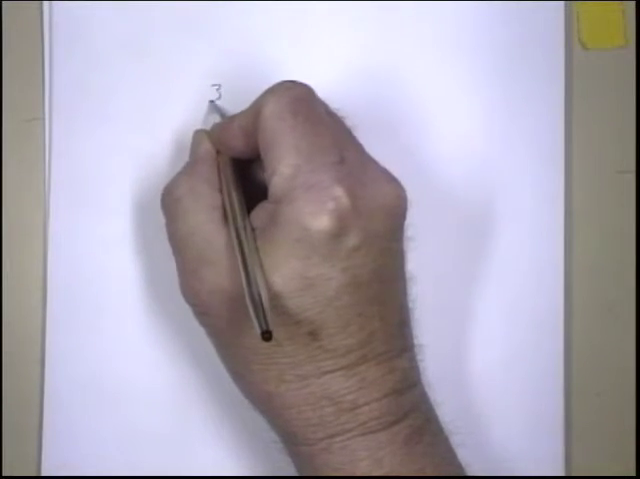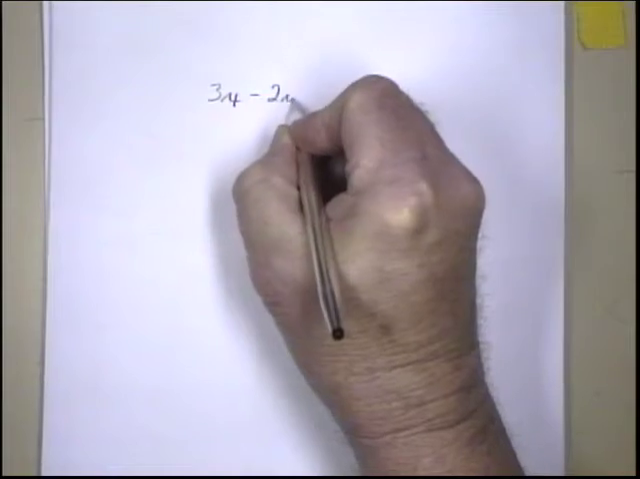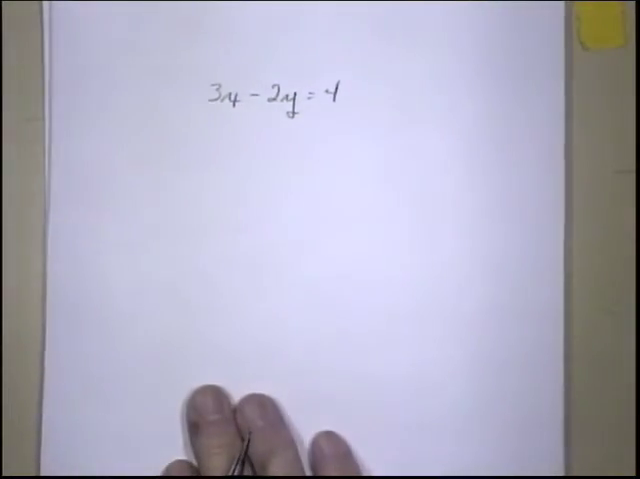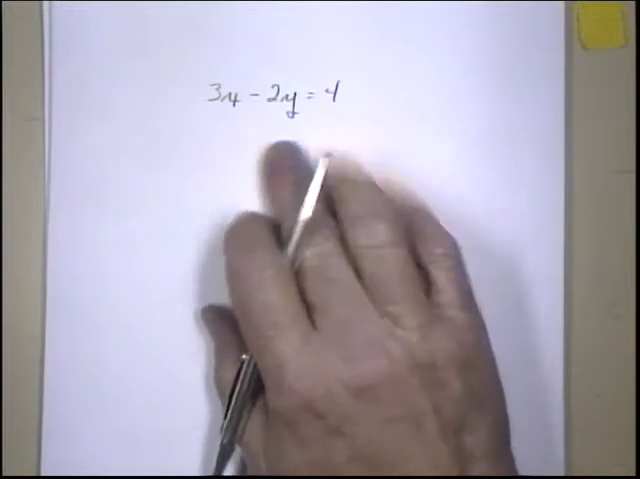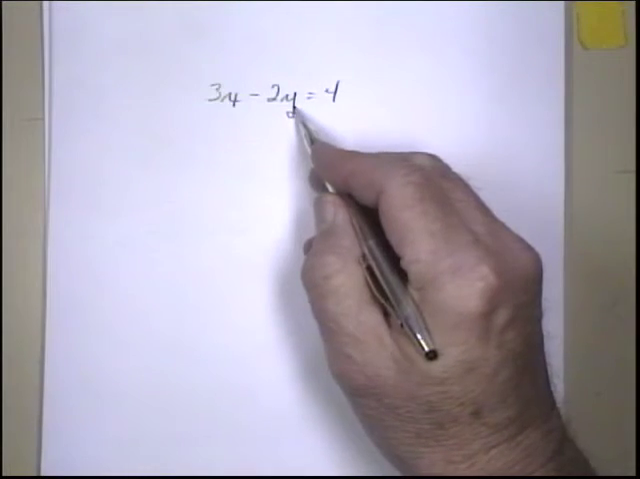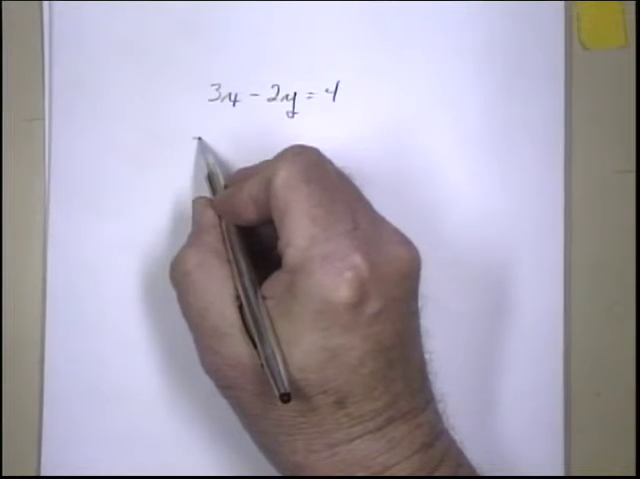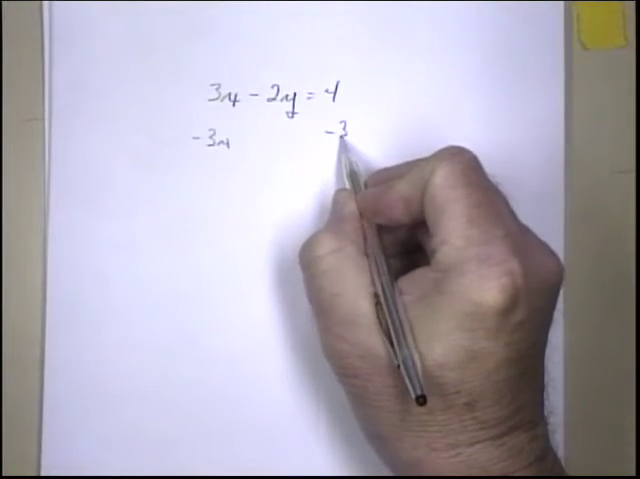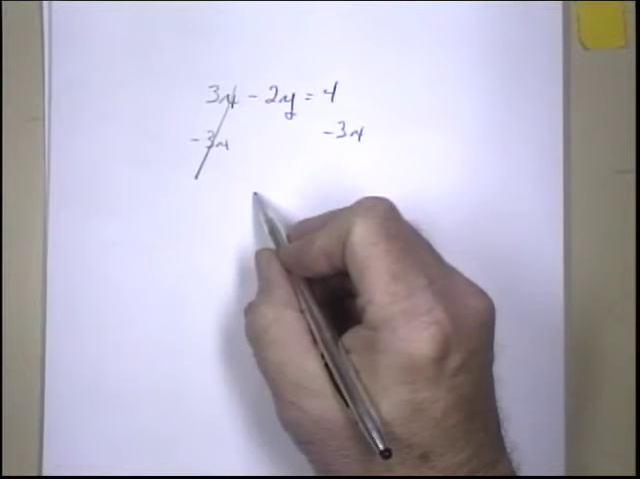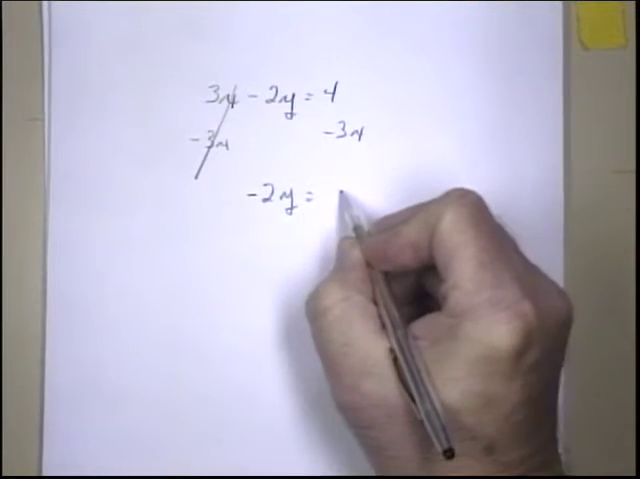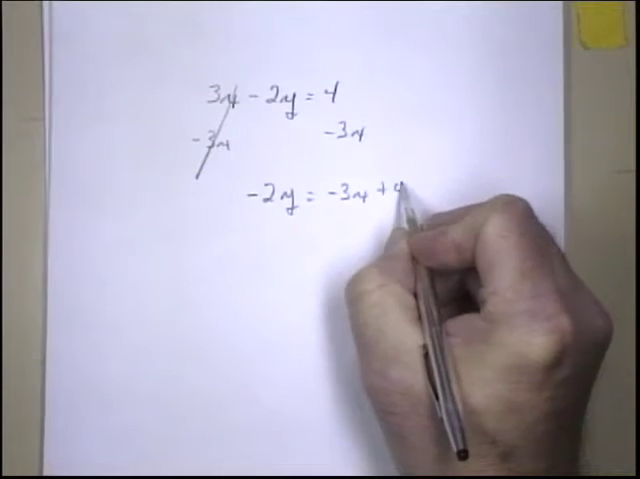Last lesson, we worked a problem where we started with an equation that looked like this. It was 3x minus 2y equals 4. And we put this into a form where we solved it for y. And we did that by subtracting 3x here and subtracting 3x here. This became 0. And we ended up with minus 2y equals minus 3x plus 4.